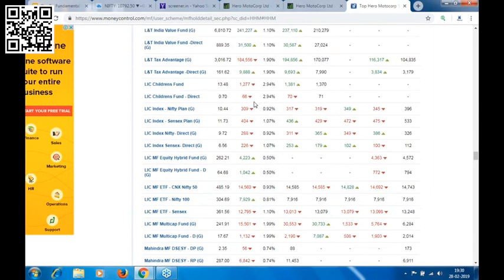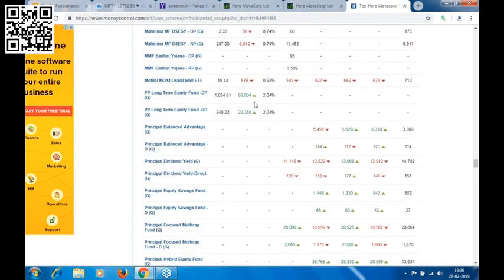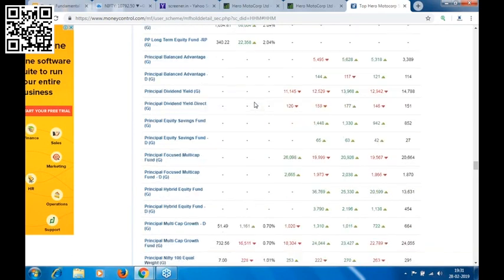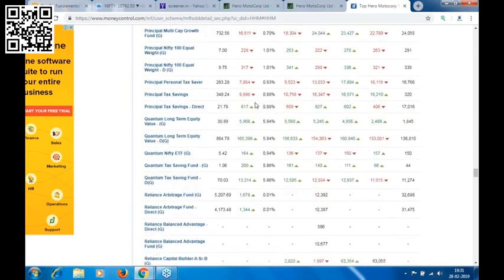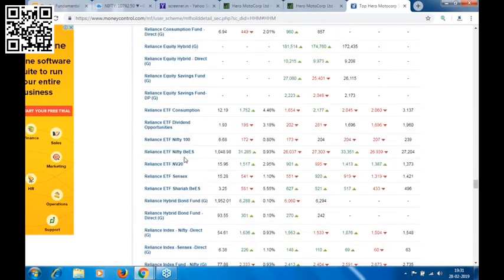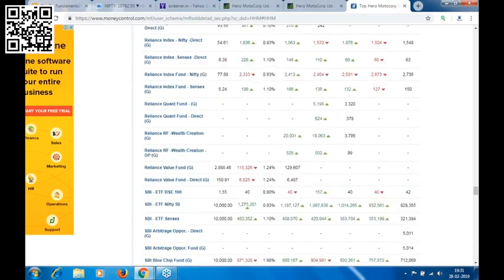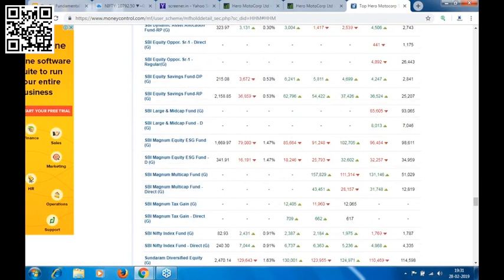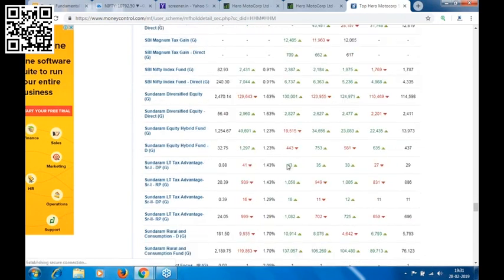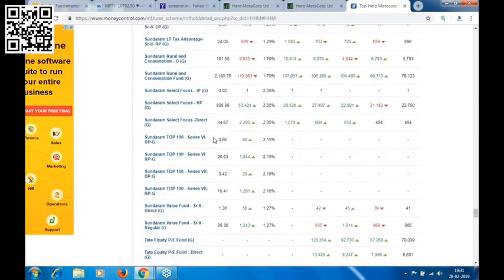LIC, L&T, Reliance Equity Saving Fund, Reliance ETF Nifty BeES, all those mutual funds there that have their holdings in the company. You can see the list from here.